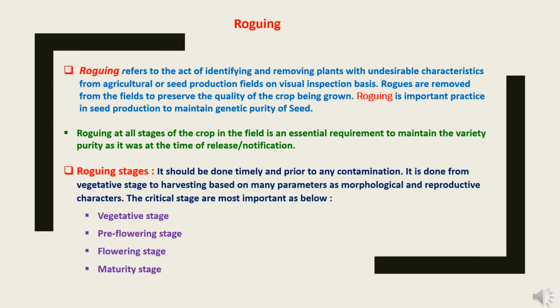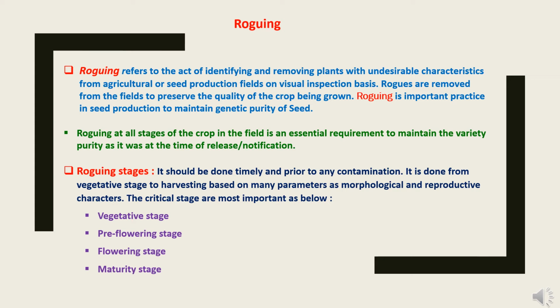Roguing at all stages of the crop in the field is an essential requirement to maintain the varietal purity, as it was at the time of release or notification of the variety. So there should be true to type quality maintenance. As far as roguing stages are concerned, roguing should be done timely and prior to any contamination.